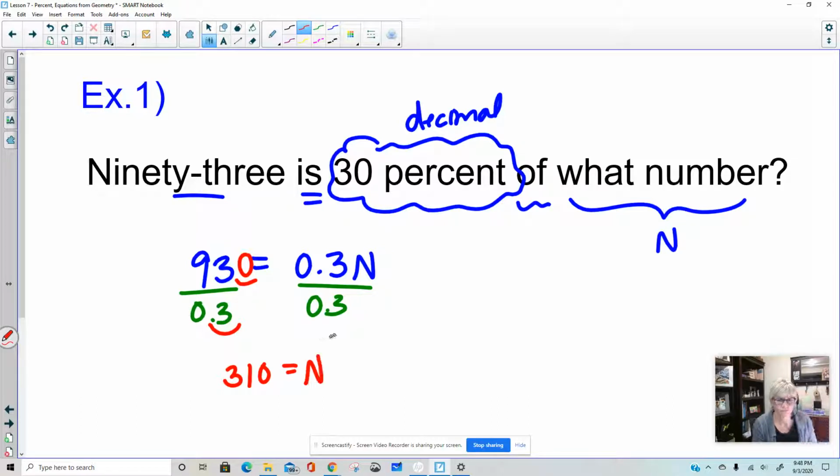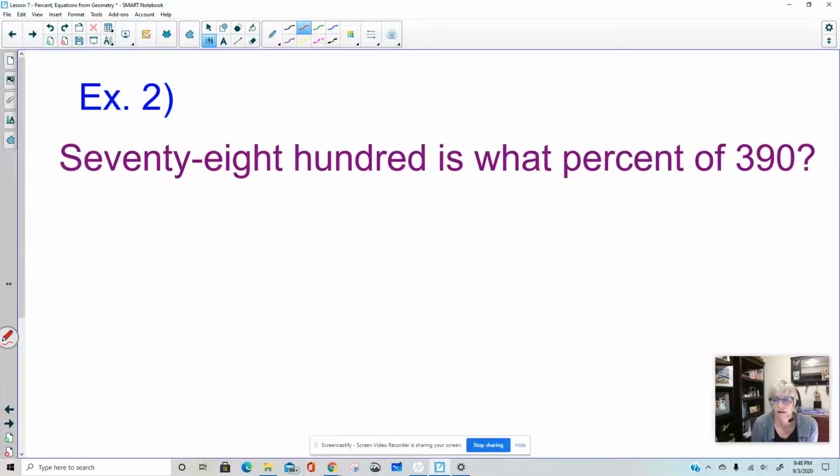Okay, next example, we have another problem involving percents. 7,800 is what percent of 390? Okay, let's start by writing what we have to begin with. 7,800 equals, and then what percent? So this time the percent is not given. We're actually solving for the percent.